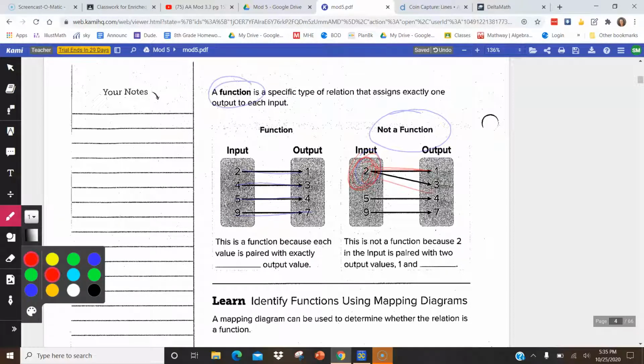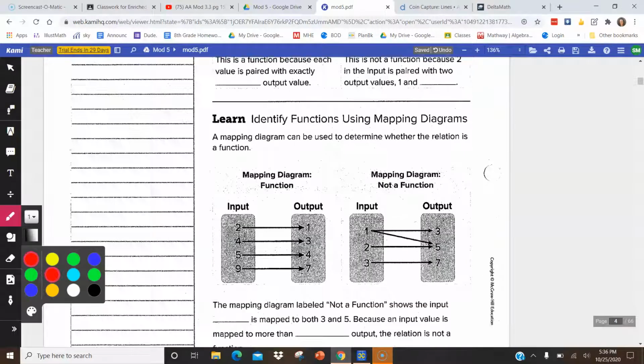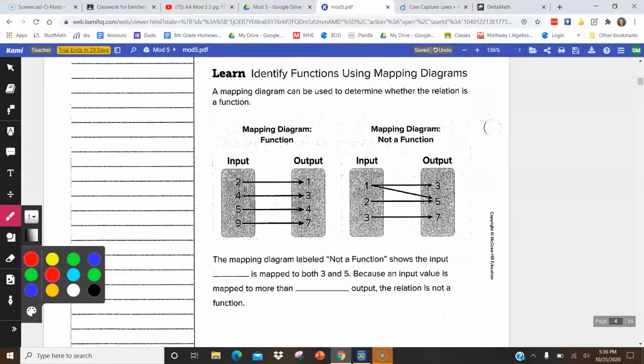That's bad news. You don't want your input going with 2 and with 3. That means the input is messing around. I can't have that. That's not a function. It doesn't work. 5 goes with 4, 9 goes with 7, but because of 2, it's not considered a function. So that's how you deal with the mapping diagram.